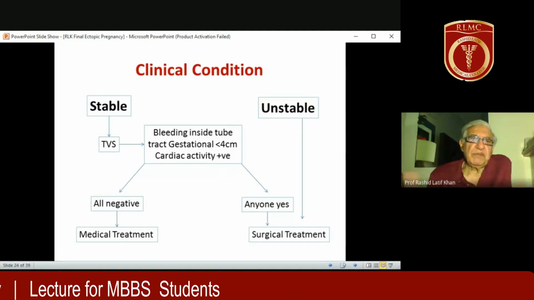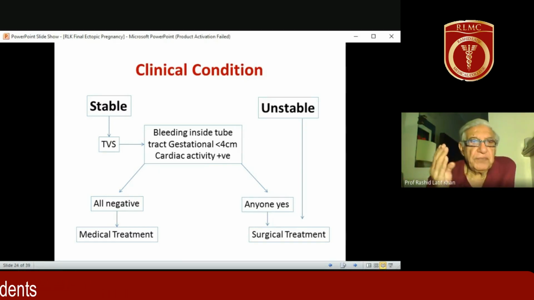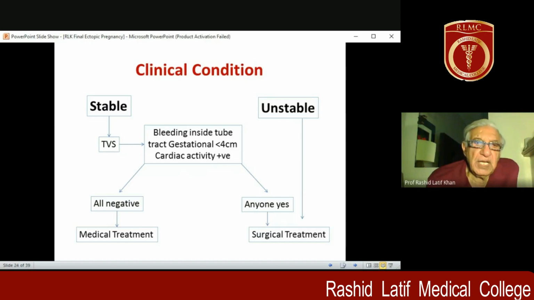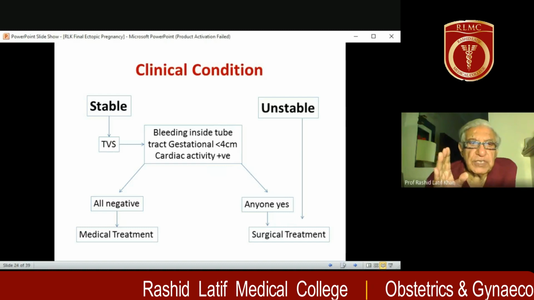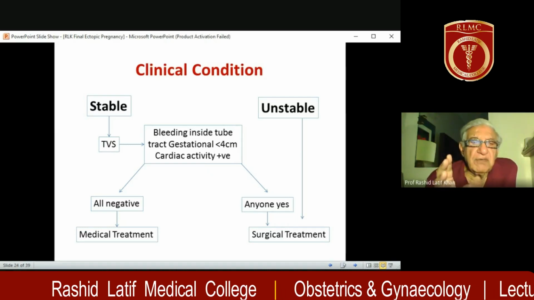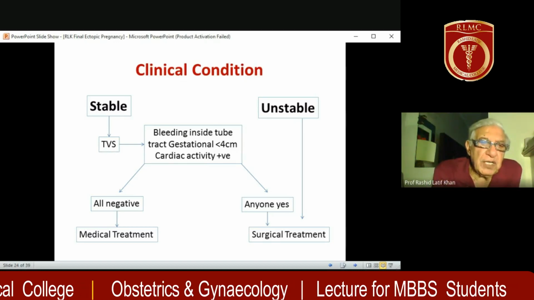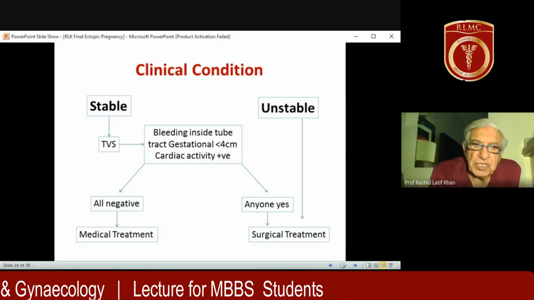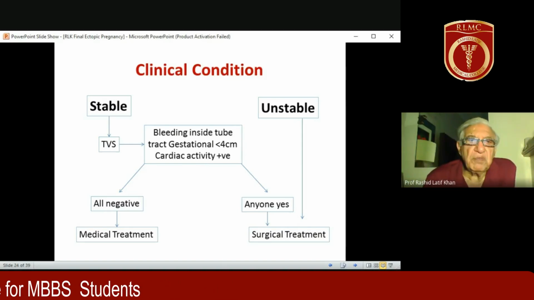Well, management I have spread. If a patient is stable and you do TVS, and there's no bleeding inside, and gestational sac is less than 4 centimeter, and cardiac activity is not present, then you can do medical treatment in those cases. But if our patient is unstable, already in a state of shock, then straight away surgical treatment is the answer.